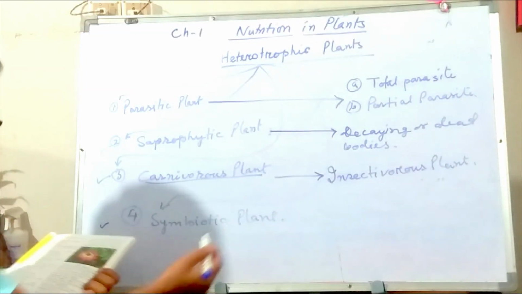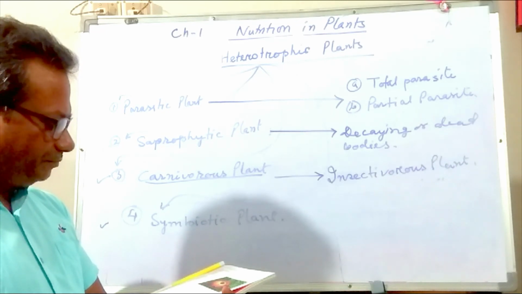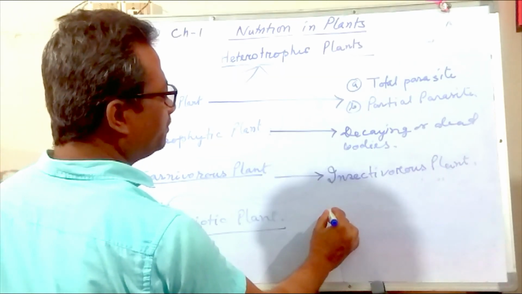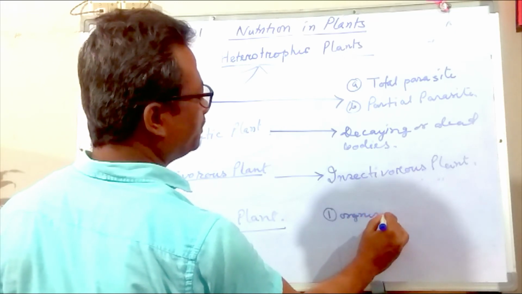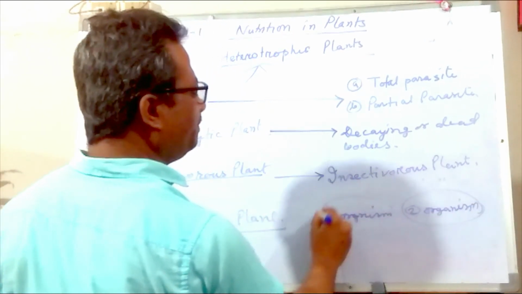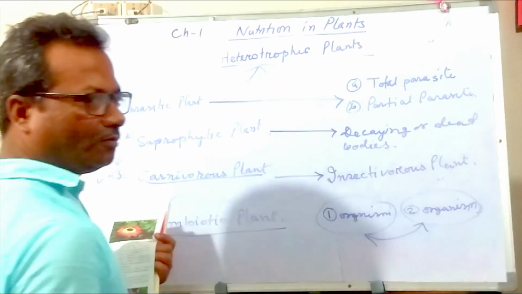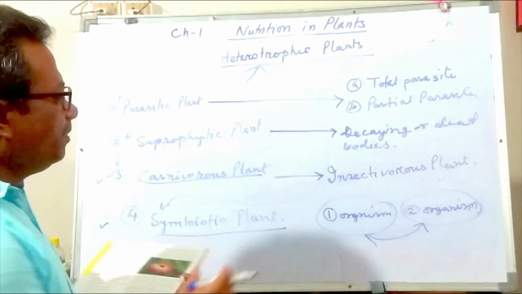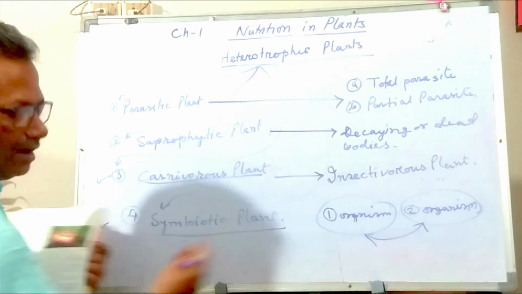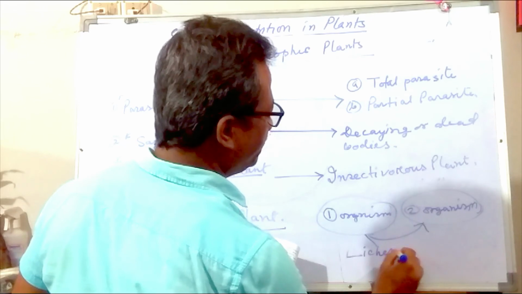Now I am coming to the next point, symbiotic plant. The method of nutrition in which two different organisms live together and both benefit from each other is called symbiotic nutrition. Two organisms live together and they share their food between them. So both of them collect the benefit from each other. This kind of nutrition is called symbiotic nutrition in plants. For example, lichen.